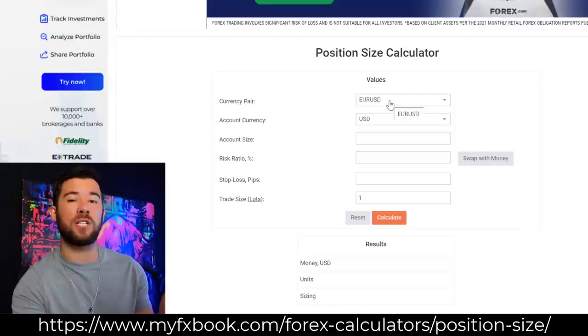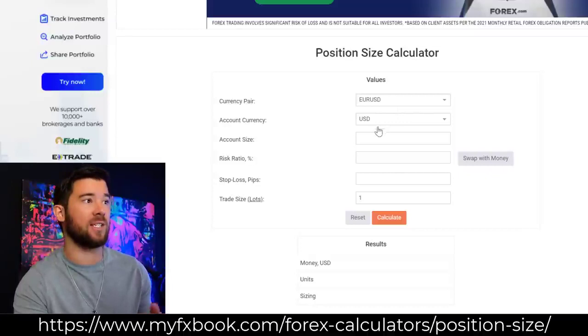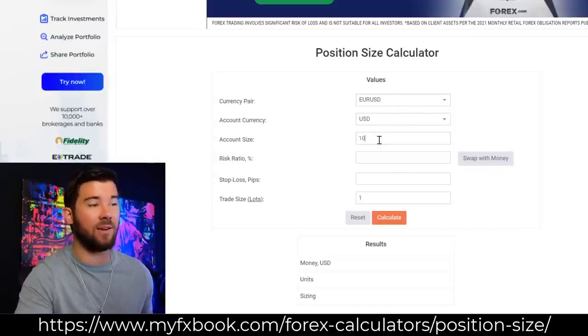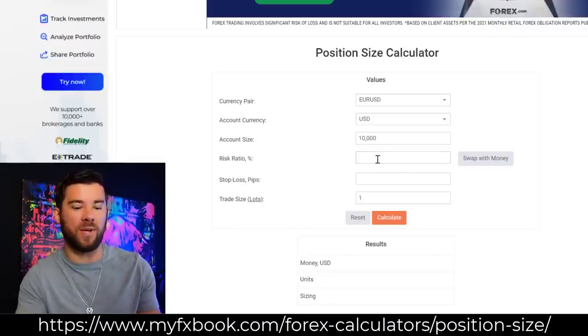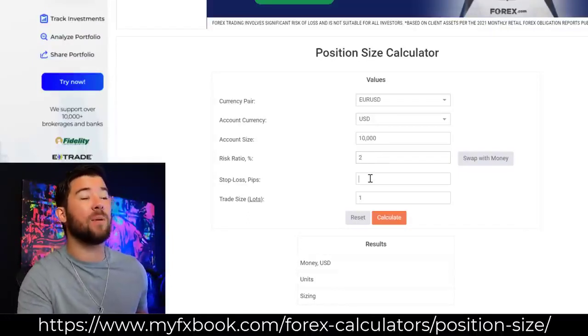All you have to do is put in the currency pair you're trading, put in your account currency, then you're going to put in your account size. Let's say you have a $10,000 account. The next thing you can do is type in what percent of your account you want to risk. Let's go with a 2% risk, and then we're going to need your stop loss.